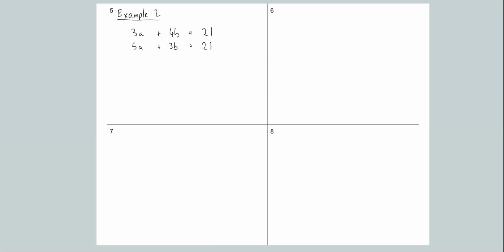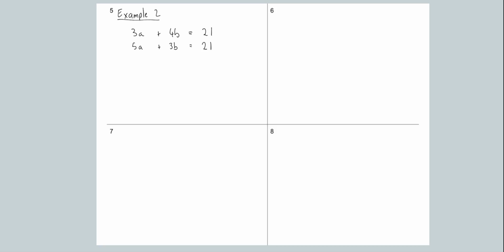Hello, this is my second example in the elimination method series of videos. Pause the video for a second and see whether you can tell me what the difference is between this example and the example in the other video. Okay, hopefully you did that. And here's what the difference is.